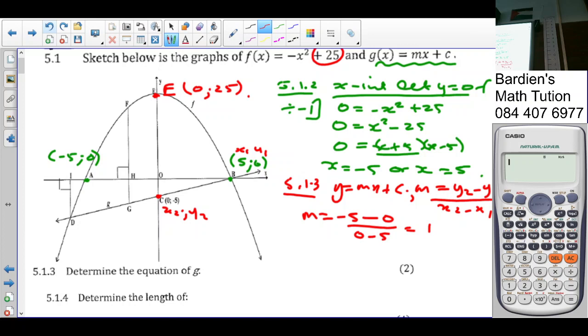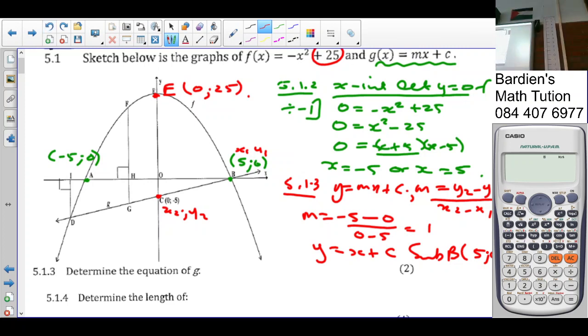Not so? But say we didn't know that c is your y-intercept. So we then say y is equal to x plus c, and we substitute one of the points as lying on this graph. Let's go with B, which is 5 and 0.